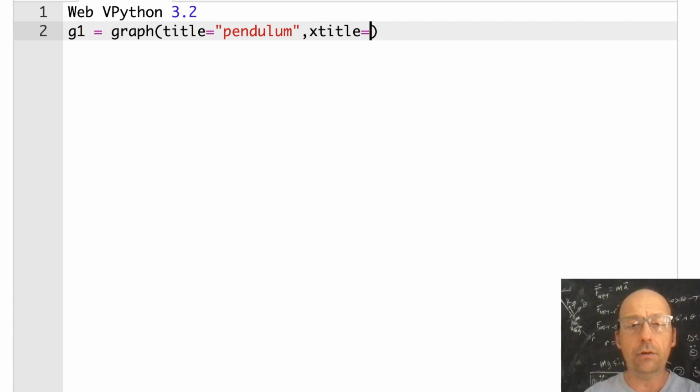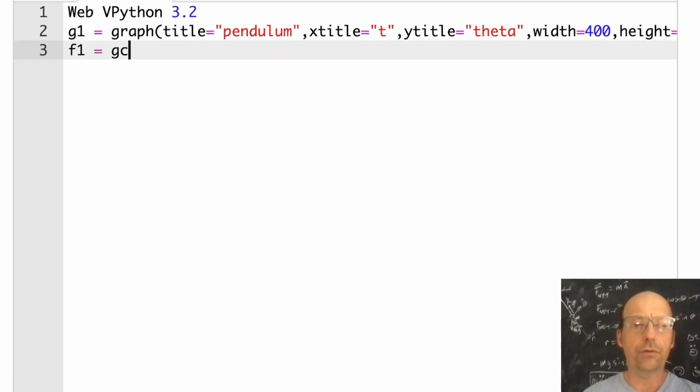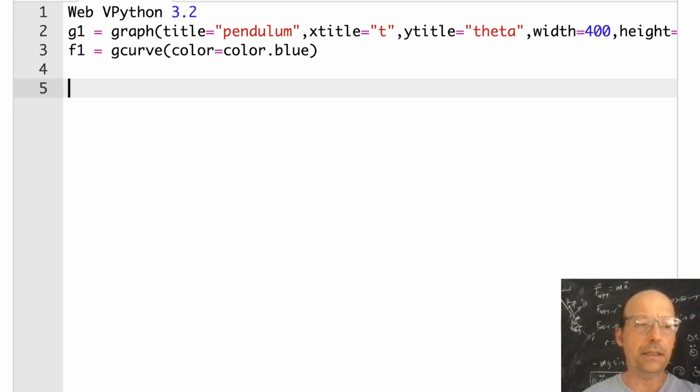Okay, so x title equals time. Y title is theta, and then width, spell it right, 400, height, 200. And then F1 equals G curve, color equals color dot blue. Let's just make this as simple as possible.